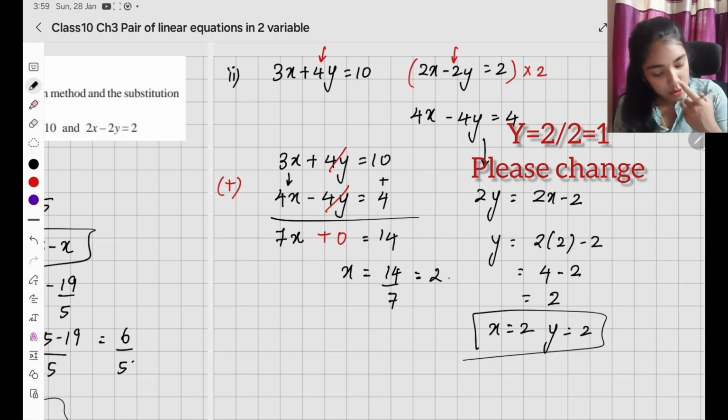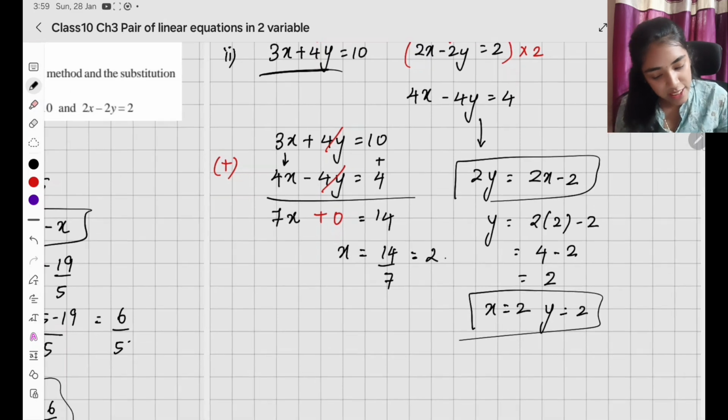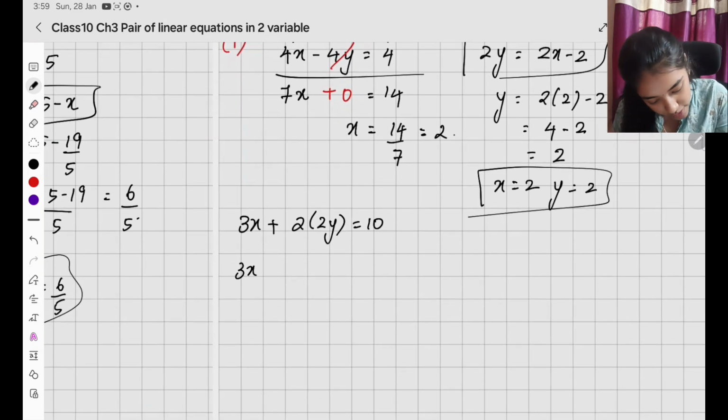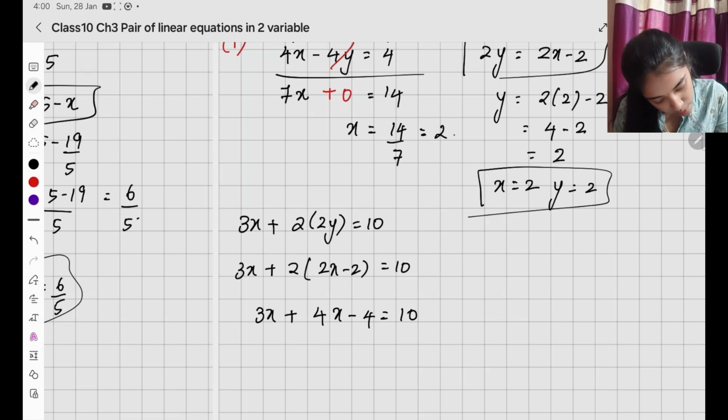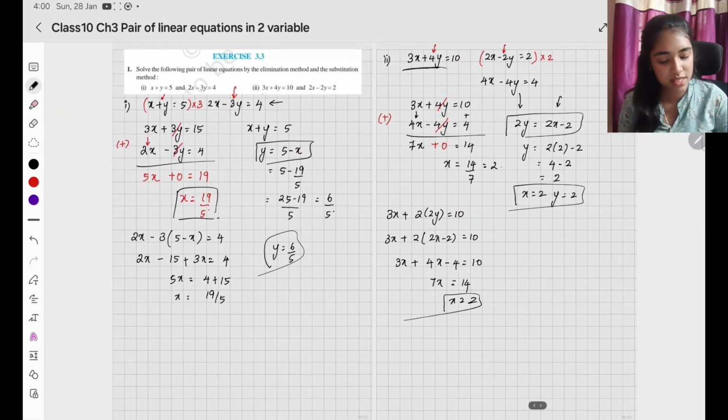Okay, இப்போ இதே substitution methodல என்ன ஆகும்? Let me use this. So we have இந்த இடத்துல 3x plus 4y equals 10 இல்லையா? So 3x plus 4y எப்படி எழுதலாம்? 3x plus 2 into 2y equals 10. இங்க என்ன இருக்கு? 2y equals 2x minus 2. So we have 3x plus 2 into 2x minus 2 equals 10. 3x plus 2 2s are 4x minus 4 equals 10. 7x equals 14. X equals 2. Okay, same thing. Again, you're getting the same answer. So elimination and substitution is going to give the same answer.